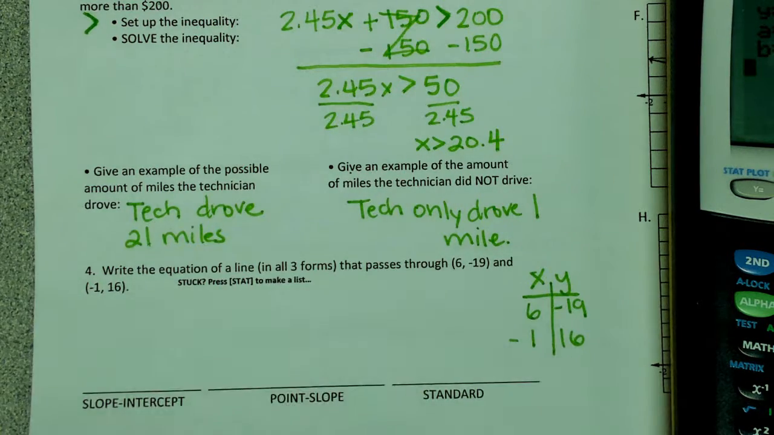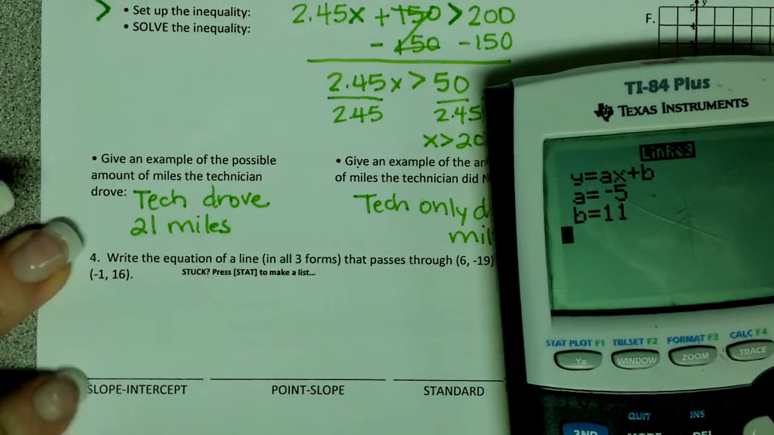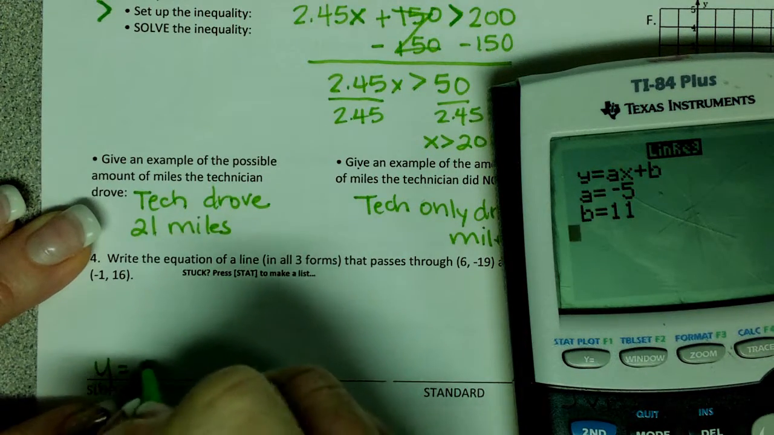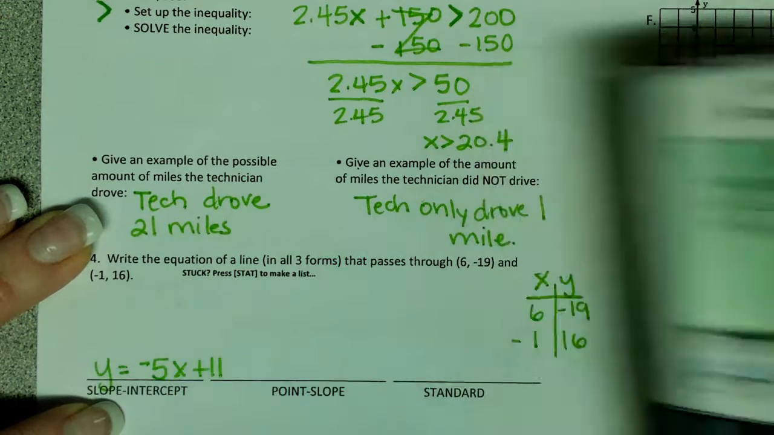All right, so Carter, since you're wanting to talk so much, tell me how I'm supposed to write the slope-intercept form. Negative 5x plus 11. Very good.